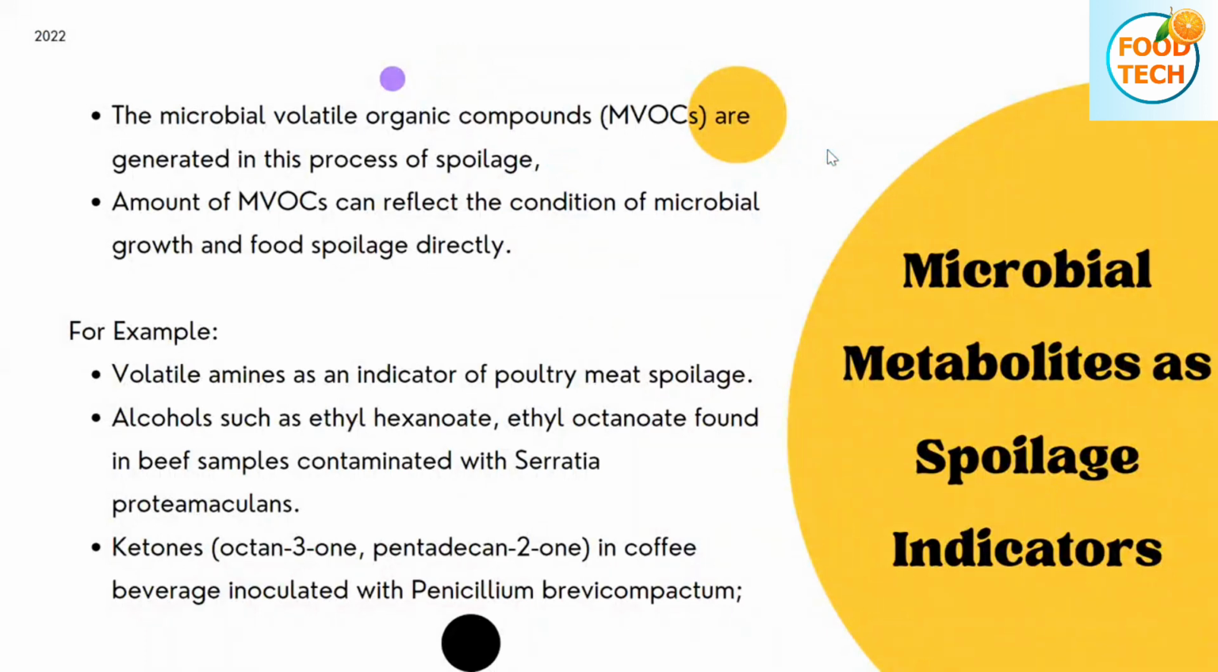Whenever, as you all know, food is spoiled, there are certain compounds which are formed, there are certain gases which are released, right? These are known as microbial volatile organic compounds. The amount of MVOCs can reflect the condition of the microbial growth and food spoilage directly. So with the help of these metabolites which are released, scientists have generated a technique through which they can easily identify it.